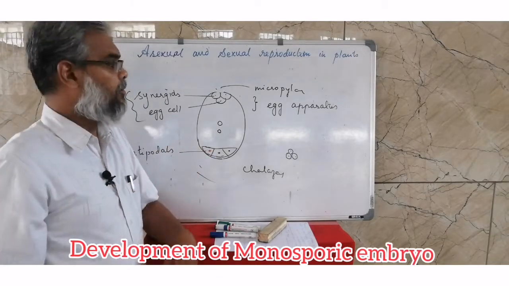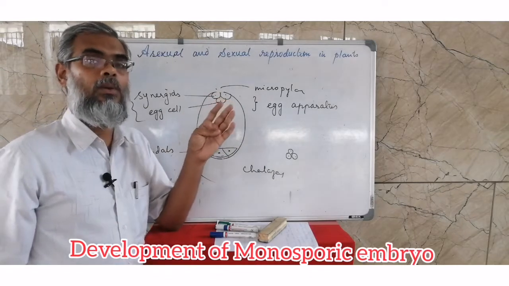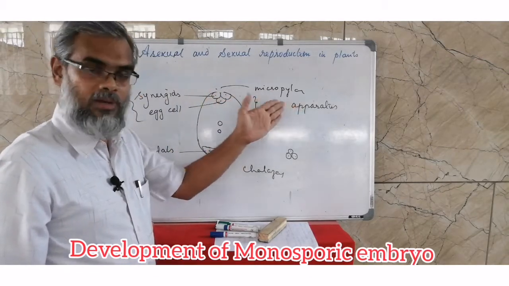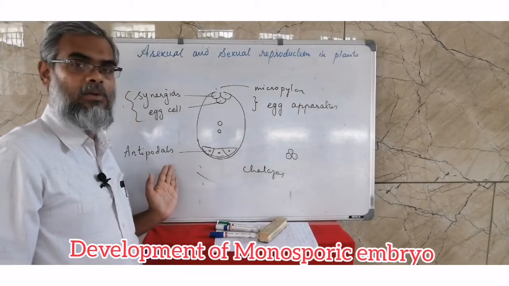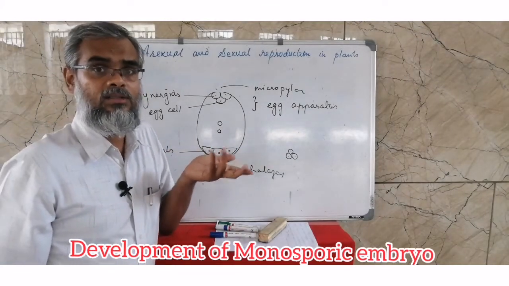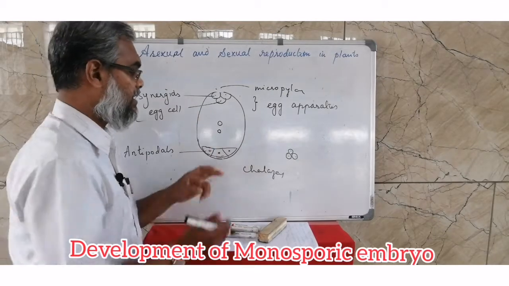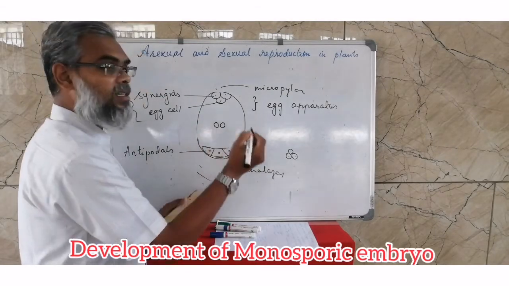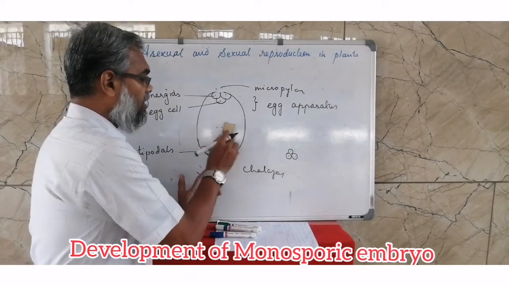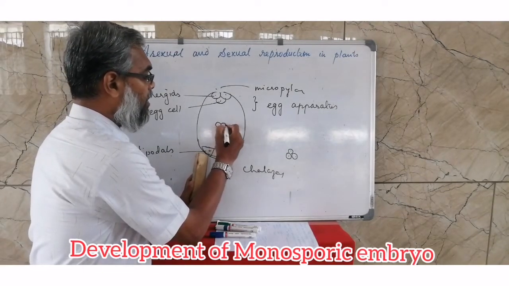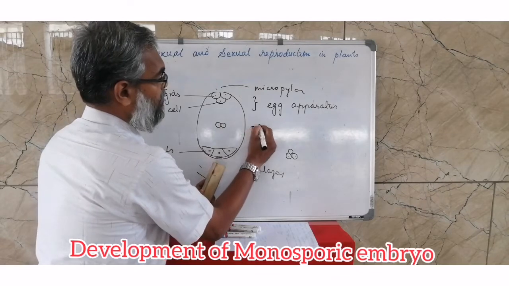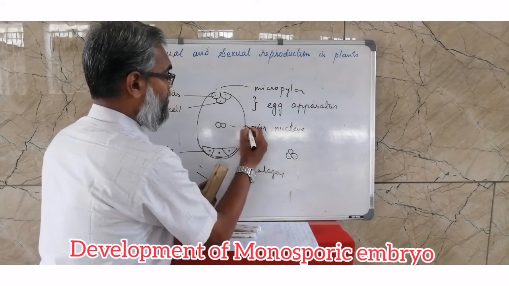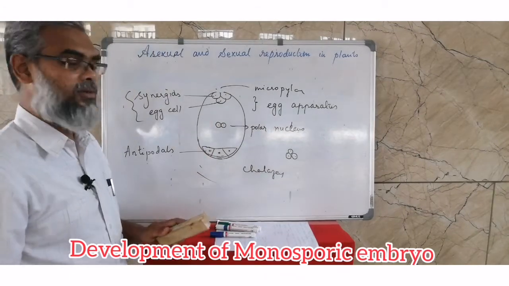Now I already told you, four cells are formed by mitotic divisions, and only three form the egg apparatus and three form the antipodals. What happens to the other ones? 1 plus 1, 2 cells are there, so they will be in the center. They are called polar nuclei.